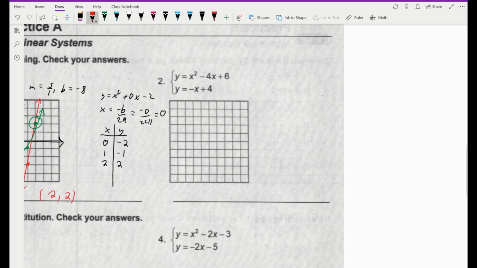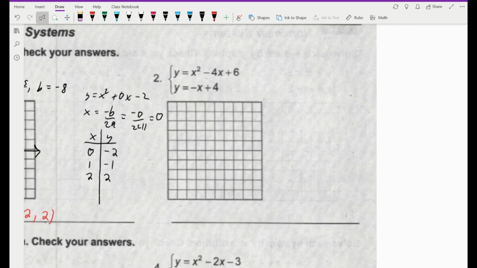Let's look at number 2 here. Graph the linear equation first. So we have a slope of -1/1 and a b value of +4. So the y-intercept is a +4, which is right here. And the slope is -1, which is down 1/1. And then, of course, down 1/1. So there's our line.